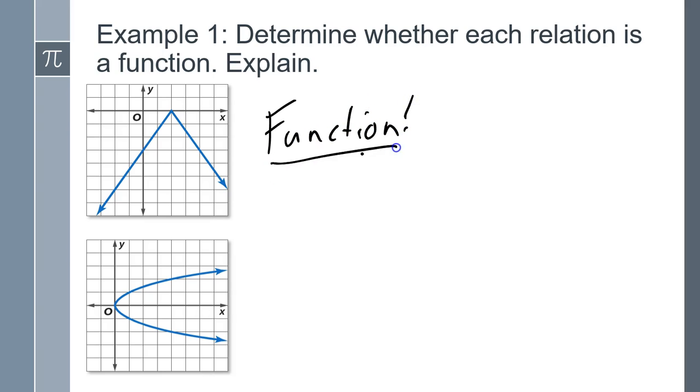Let's look at this second one here. If I were to create a line, let's look. Oh, I have crossed once and I have crossed twice. This means that this is not a function. This is not a function because I have failed the vertical line test.